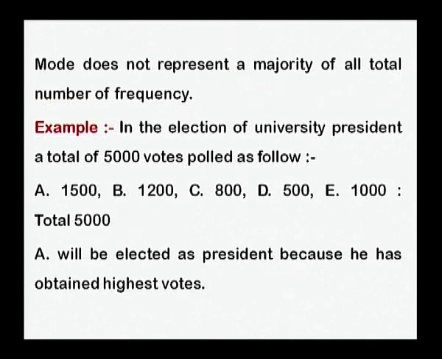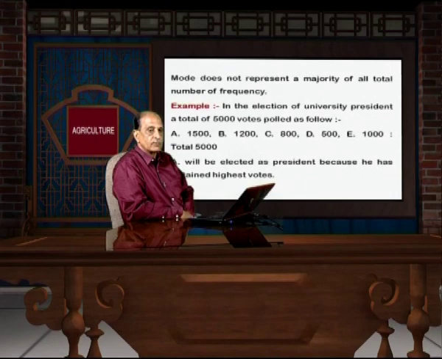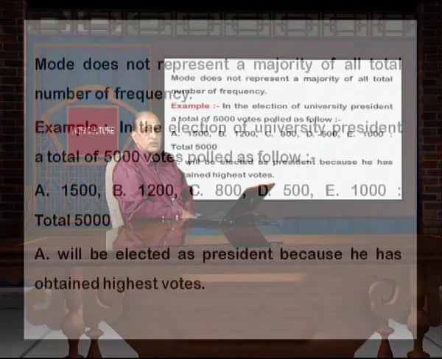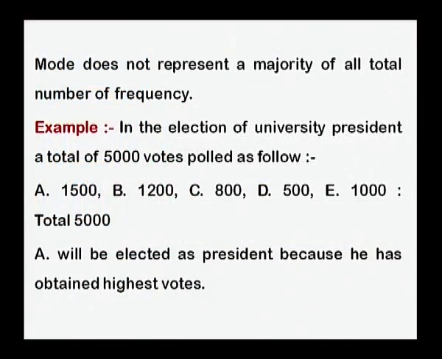Now, mode does not represent a majority of all total numbers of frequency. Definitely, mode refers to the value that takes place more frequently, but it does not mean that it represents a majority of all total numbers of the frequency. Now, this can be well understood with the help of this example. In the election of the university president, a total of 5,000 votes were polled as follows: A 1,500, B 1,200, C 800, D 500 and E 1,000.